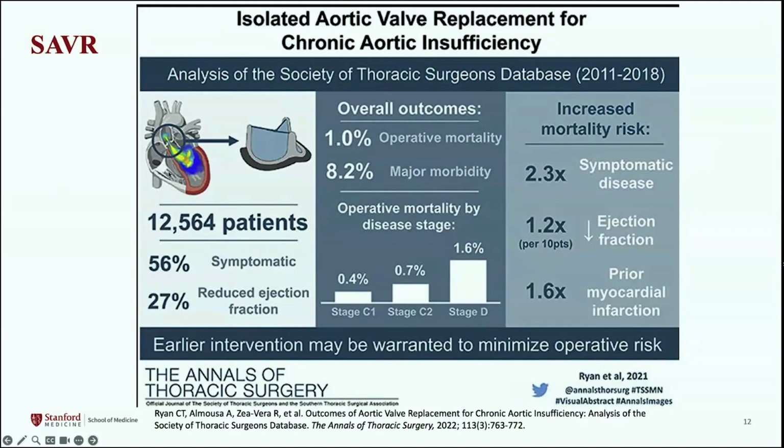But what I'd like to draw your attention to is down here in the bottom left: we're referring pretty late. So we're referring for class 1 indications for symptoms in over half the patients. And a quarter of the patients already have reduced ejection fraction at the time of AVR. We know that these patients with reduced ejection fraction have worse outcomes after AVR. So a quarter of the patients are referred when they're going to have a worse outcome after their surgery.